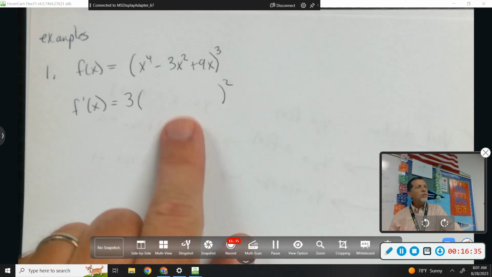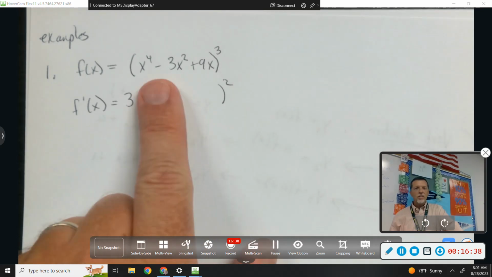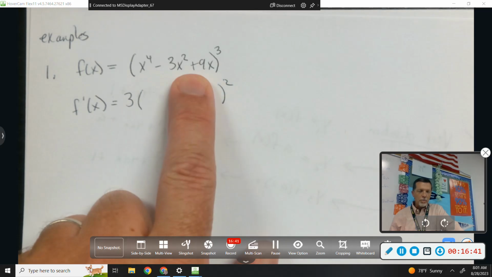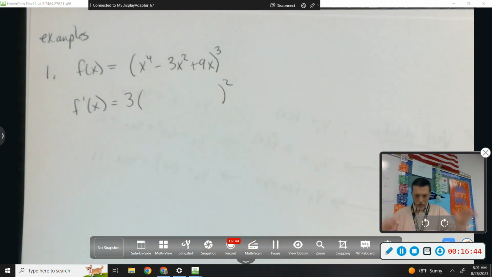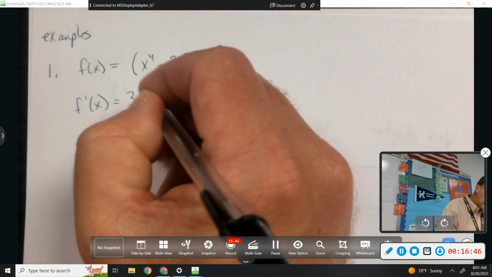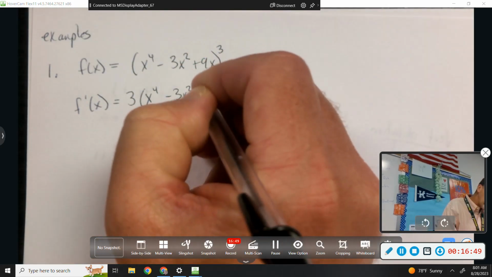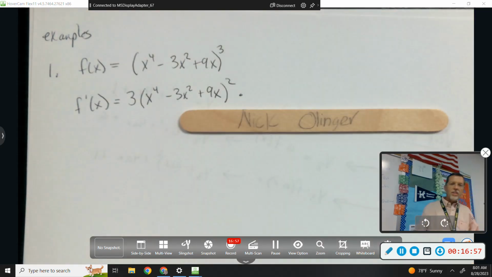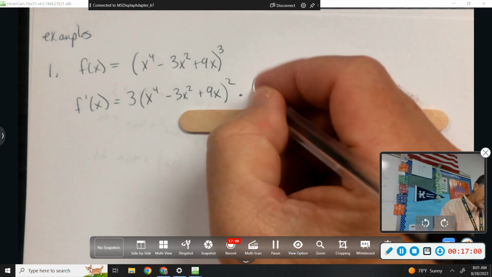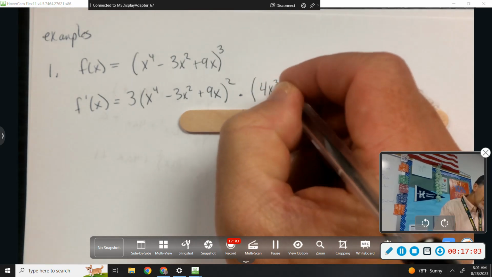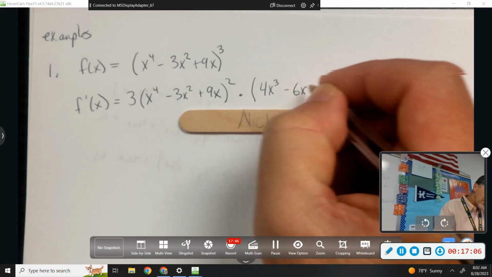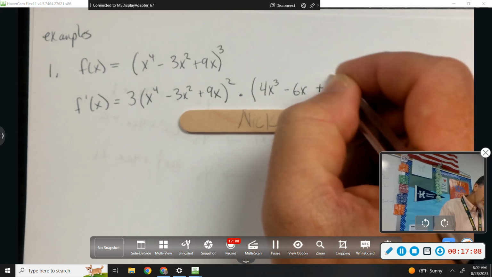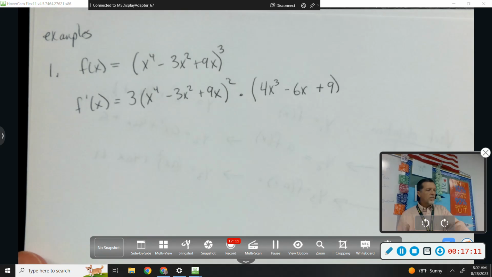What goes on the inside here? Like, do I need to take the derivative of this thing, or do I just need to copy that thing down? Just bring it down, right? Because we already did a derivative. We don't want to eat too many things at once here. We just bring it down. Now we'll chain it to the derivative of what's on the inside. So, Nick, what is the derivative of the stuff on the inside? 4x to the third, and then negative 6x, and then just 9. Good. Two links to that chain.